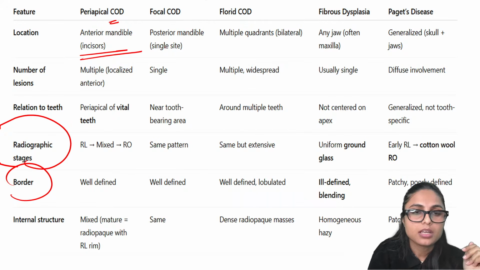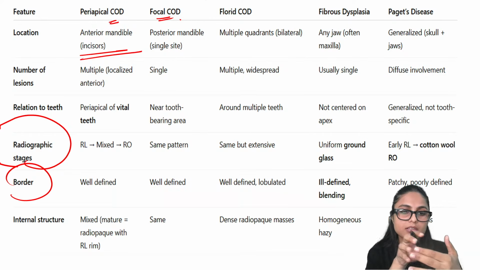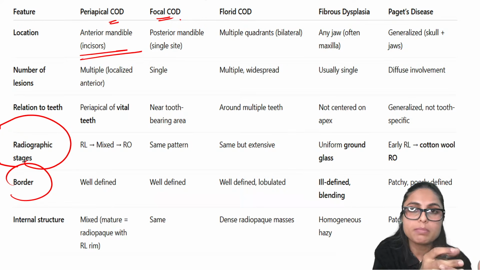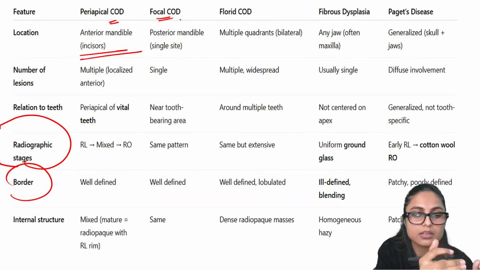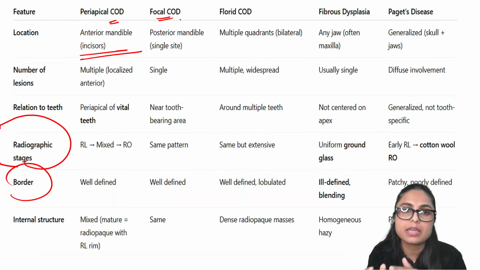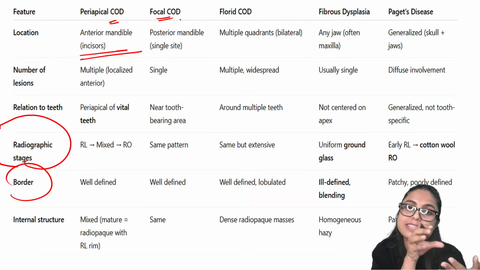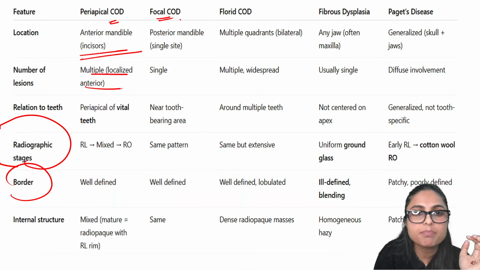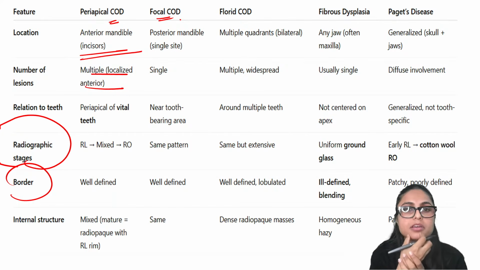Now talking about focal. Focal meaning only a focal area is involved. It will be apical to the molar region most commonly. The radiographic appearance will be the same as PCOD, but it will occur as a single lesion. In PCOD, we have multiple lesions localized in this mandibular anterior region.